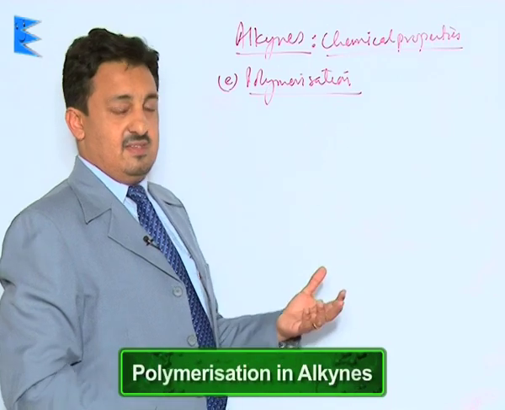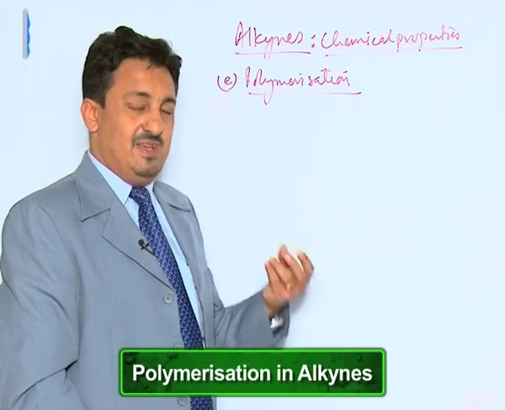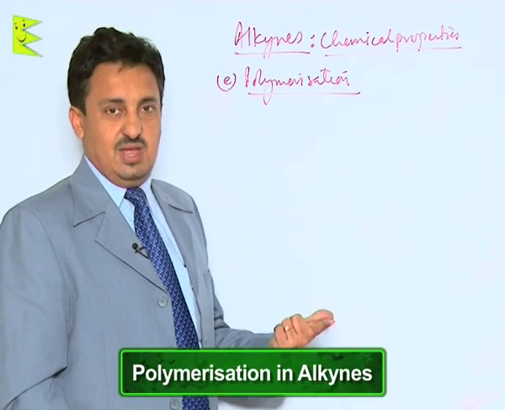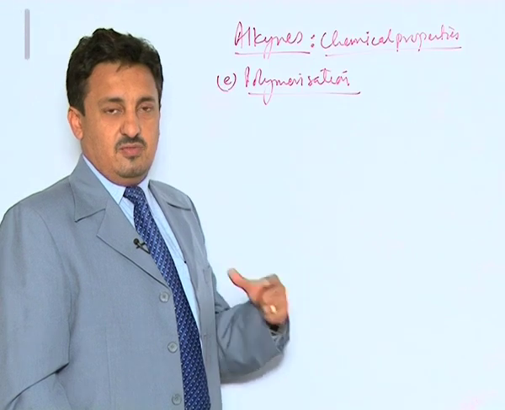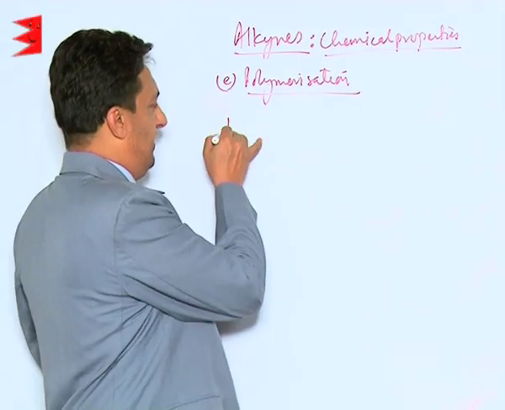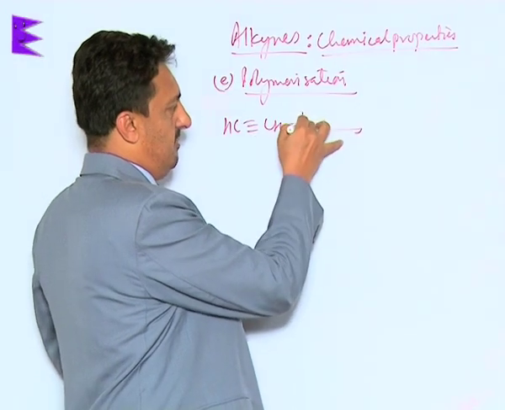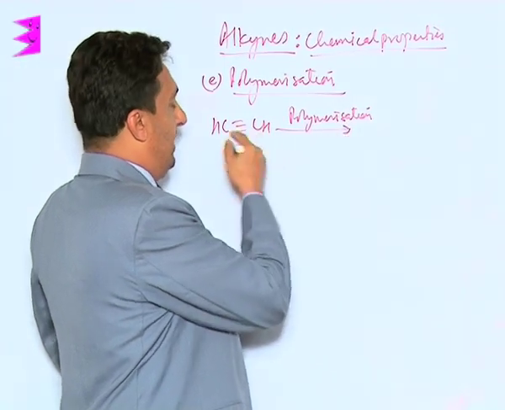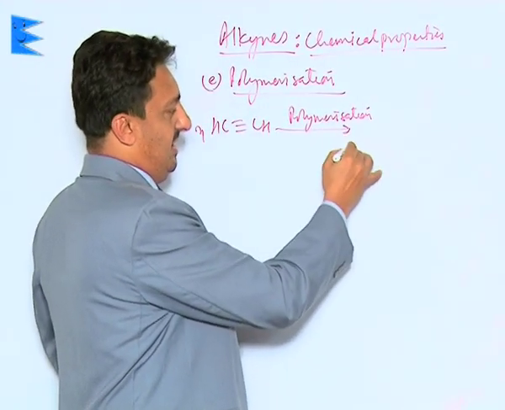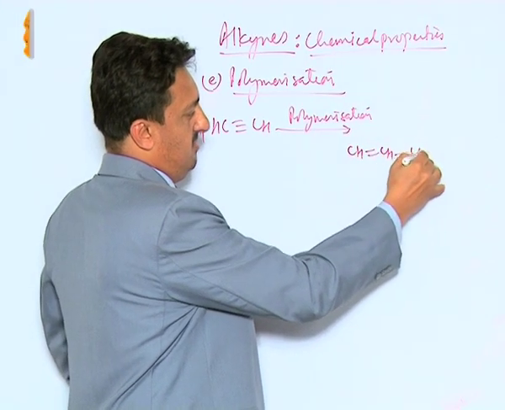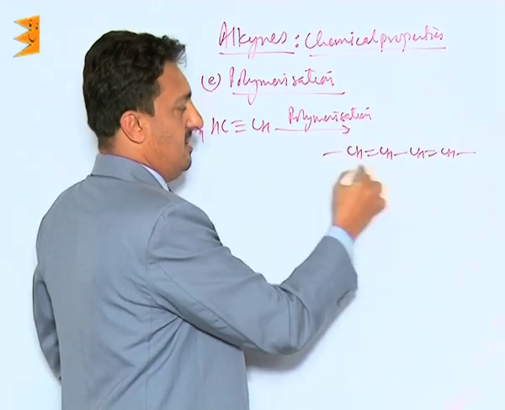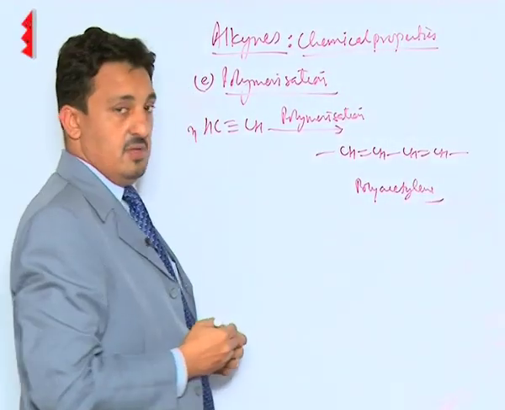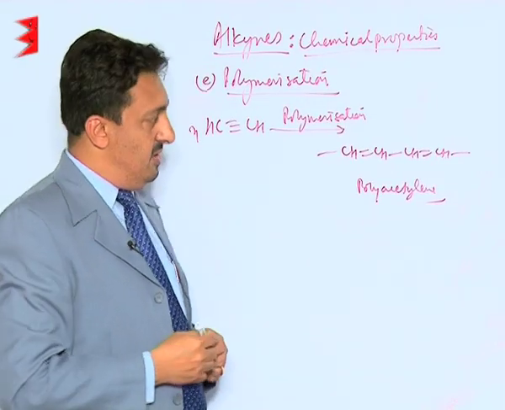Now let us see another addition reaction which is very interesting, which is a polymerization reaction. Yes, polymerization in the case of alkynes is an addition reaction because one out of the two pi bonds is broken down. So when acetylene is subjected to polymerization, many such molecules of acetylene can form this type of chain, which is called polyacetylene, or we also call them polyenes.